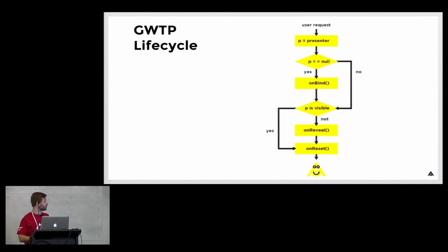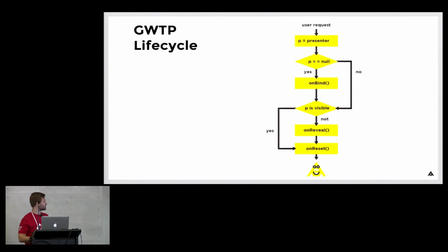So I was saying a little bit earlier that I was going to talk a little bit more about the GWTP lifecycle. It starts with a user request. It starts with a name token in the web link that you have in your browser. Then it goes into the GWTP registry to search for the presenter that needs to be shown, which, if the presenter is null, means that there's a proxy around waiting for the presenter to be instantiated. And once, if it's already there, it will call onBind.